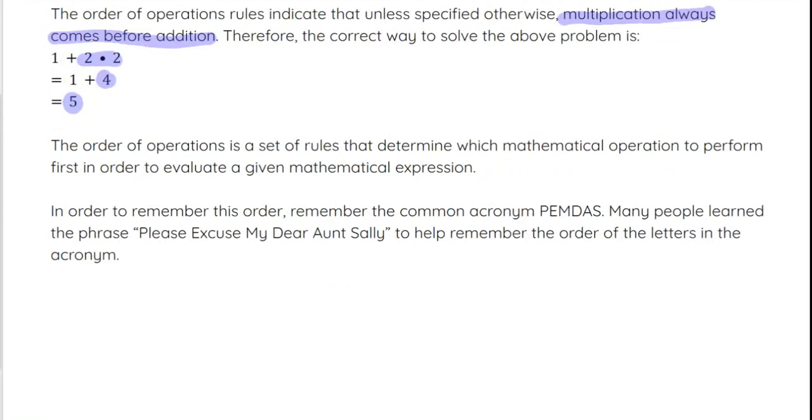So the order of operations is a set of rules that determine which mathematical operation to perform first in order to evaluate a given mathematical expression, and specifically to evaluate it correctly. In order to remember this order, remember the common acronym PEMDAS. Many people learned the phrase, "Please excuse my dear Aunt Sally," or something along those lines. So if that can help you remember it, you can use that. The first letter of each of those words spells PEMDAS, which stands for parentheses, exponents, multiplication, division, addition, subtraction. And this can help you remember the order of letters in the acronym.